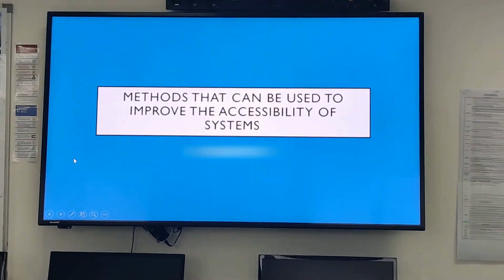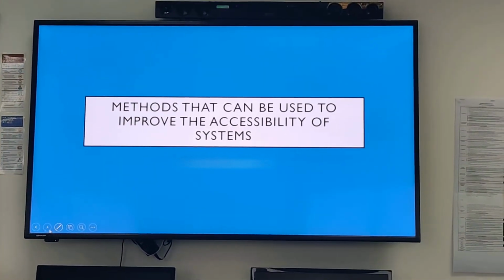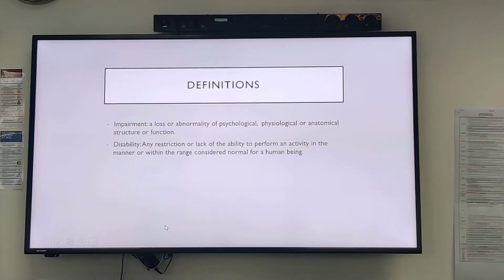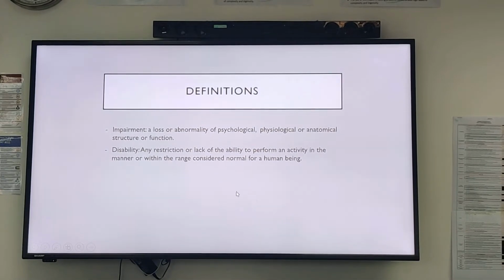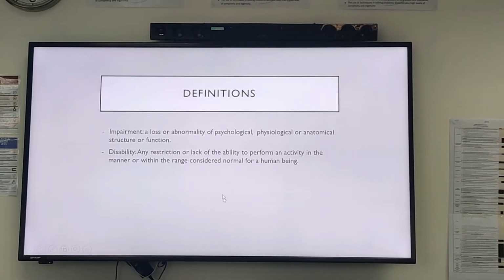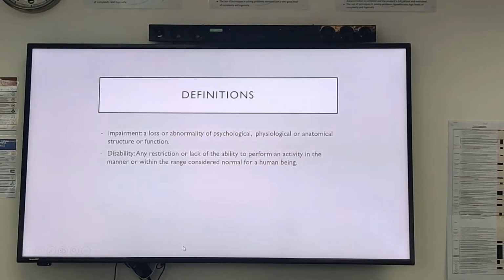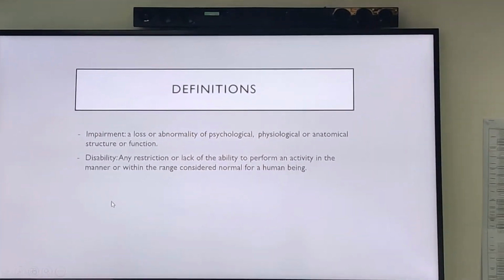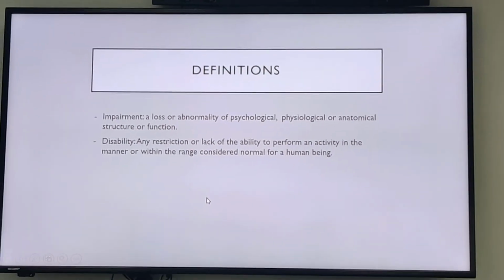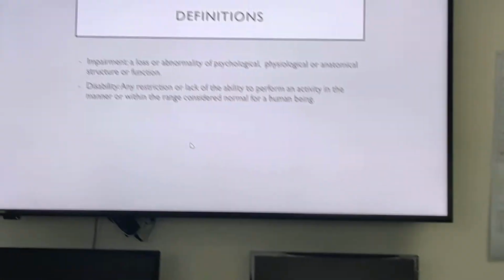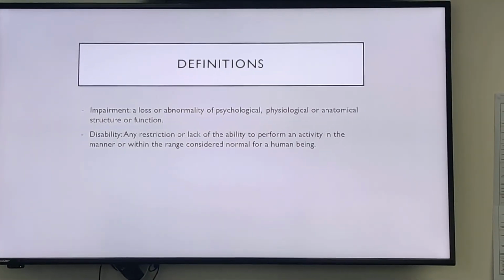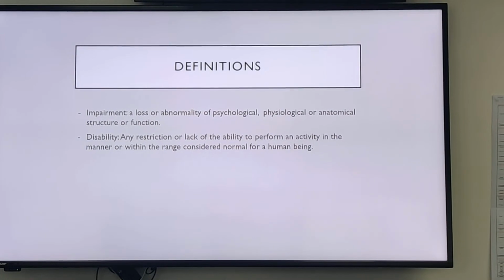Methods that can be used to improve the accessibility of systems. So before we go into how to improve the accessibility of those who have impairments and disabilities, the World Health Organization has provided definitions for both terms. So an impairment is a loss or abnormality of psychological, physiological, or anatomical structure or function.